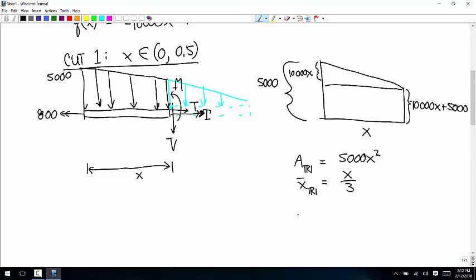And then for the rectangle, the area of the rectangle is x times the height. So that's negative 10,000 x squared plus 5,000 x. And the centroid of the rectangle is just the middle, so x over 2.